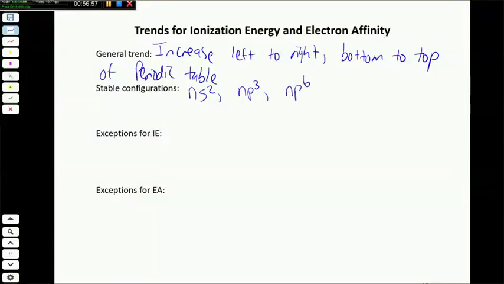So once we've completely filled the p subshell, and we go to that last column of the periodic table where you have helium, neon, xenon, and so on, you're going to have that stable configuration. So those are the three stable configurations that we want to be familiar with. And when you're in one of these configurations, you don't want to gain or lose electrons. And that's sort of the key point of then understanding where the exceptions to these trends are. So the atom in these configurations does not want to gain or lose any more electrons. It wants to stay where it is.